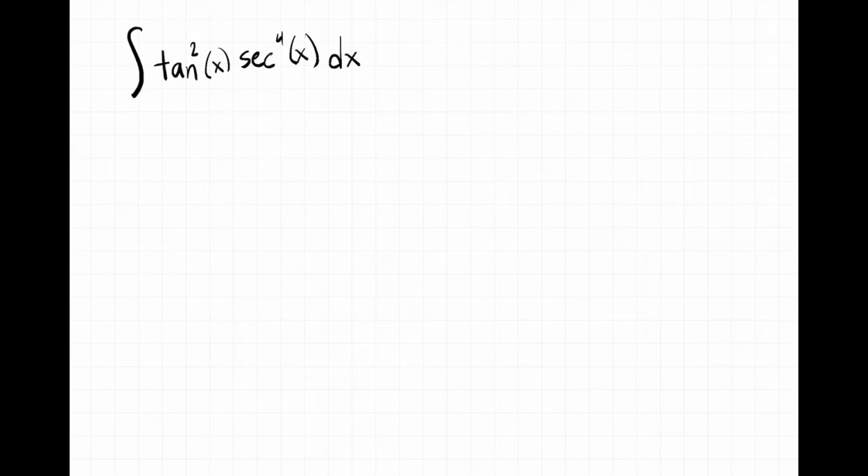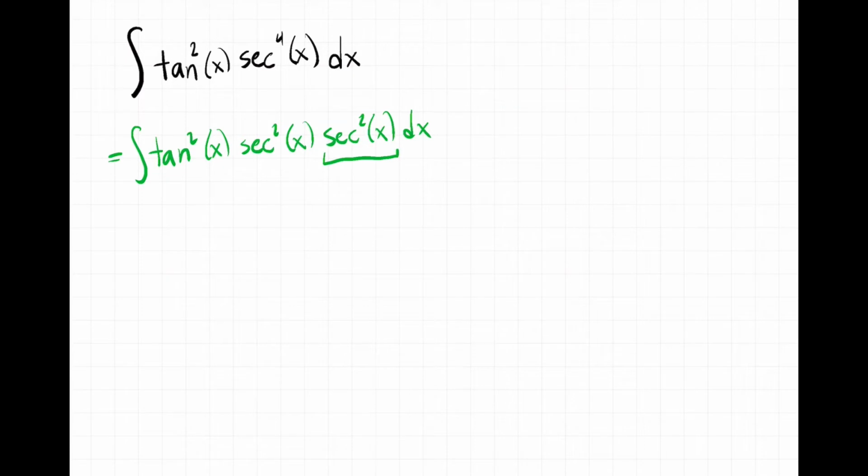Instead, let's try separating out secant squared x. This is equal to the integral of tangent squared x times secant squared x times secant squared x again, dx. What's useful about this is that one of our derivatives of our trig functions is right here. Secant squared x is the derivative of tangent x, and we have a tangent x right here. That other secant squared x we'll deal with in just a moment. So let's let our u be tangent x, and therefore our du is secant squared x dx.